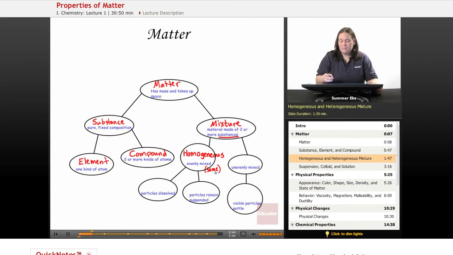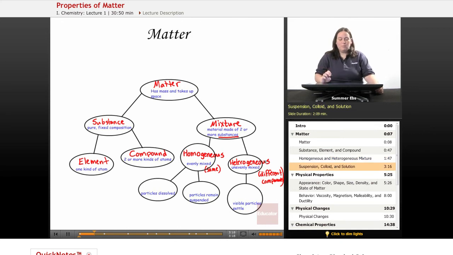This other type of mixture is unevenly mixed, where you can see the different components in those mixtures. So different is what we're looking at here. And this is another prefix that you've probably heard before. This is hetero. Hetero means different. So a heterogeneous mixture is one where you can see all these different components.